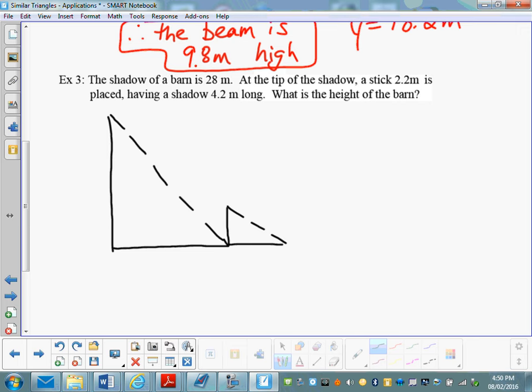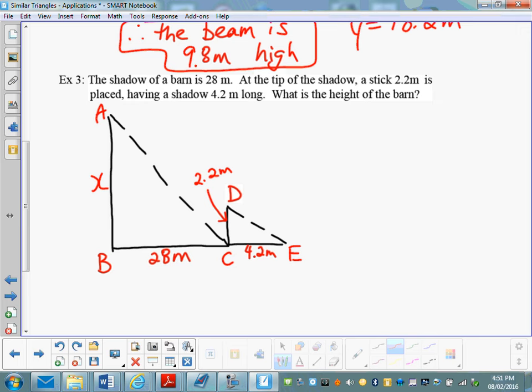All right, so the shadow of the barn is 28 meters. I'm going to assign some letters here. So A, B, C. I'm going to use D, E there. So B to C is the shadow of the barn. So this is 28 meters. At the tip of the shadow is a stick. So this stick is 2.2 meters, and it has a shadow of 4.2 meters. They want to know what is the height of the barn.